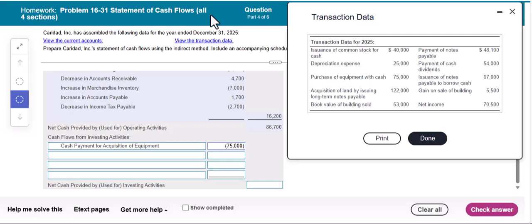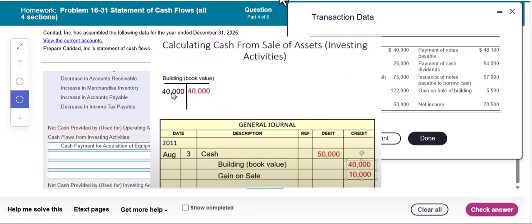So now we're going to go down to book value of the building sold. So notice it says the book value of the building is not necessarily saying we got $53,000 of cash. This is just the amount of book value that was removed from our books when we sold that building. So we have to calculate the cash we got. So this is kind of like a logic problem. So let's really quickly review. Calculating cash from the sale of an asset, in this case the building.